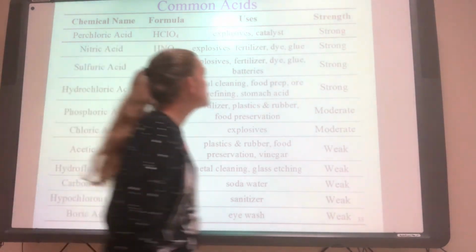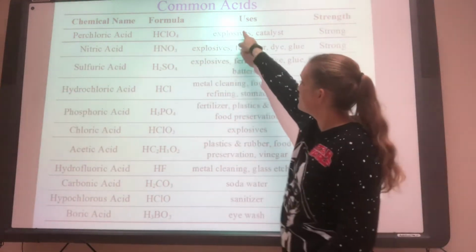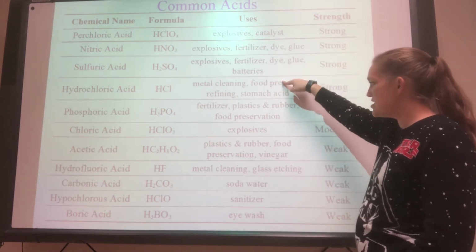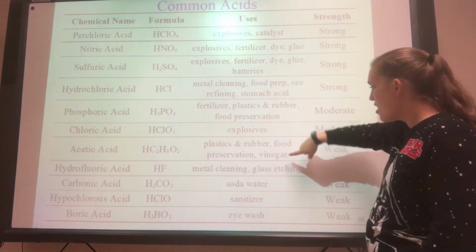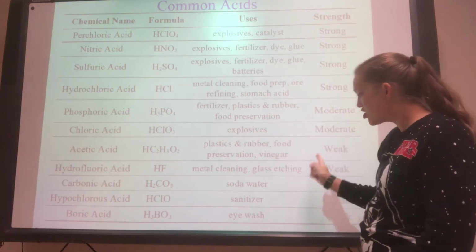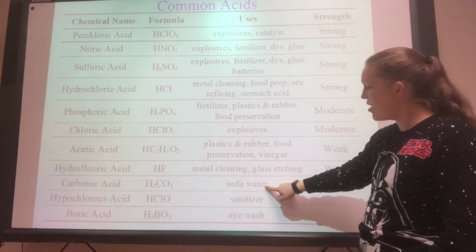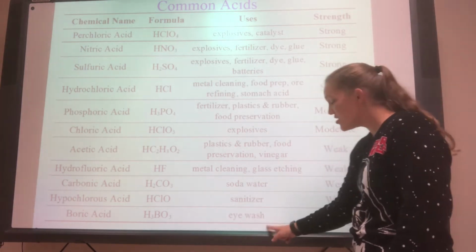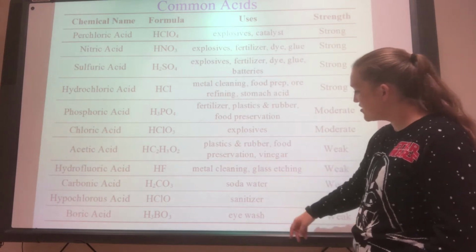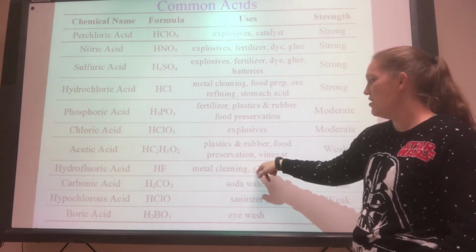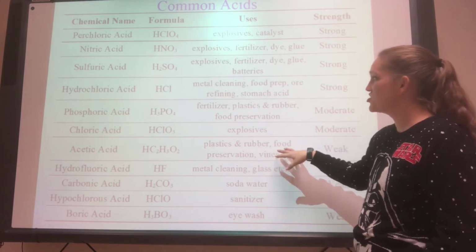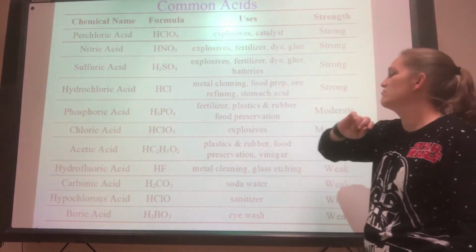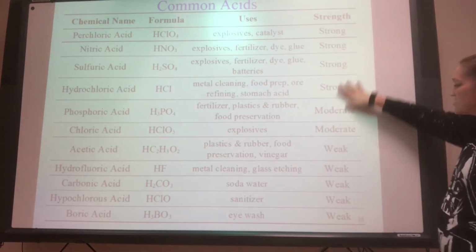There's a lot of different uses for acids. Some of these are explosives. Some of them we can use to eat or preserve our food. Here's a food preservative, vinegar. We drink some of it, soda water. We drink carbonation. Some of it we can put in our eyes and it won't hurt us. So there are some good benefits, but then there are some things that will eat up glass or metal and are really strong, that we don't necessarily want to eat. We don't really want to put something like battery acid in our bodies.